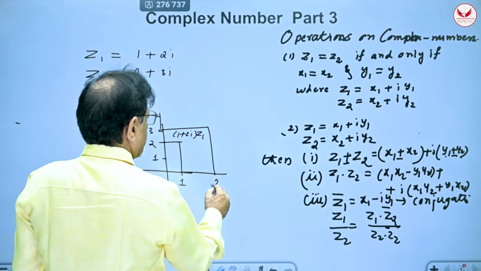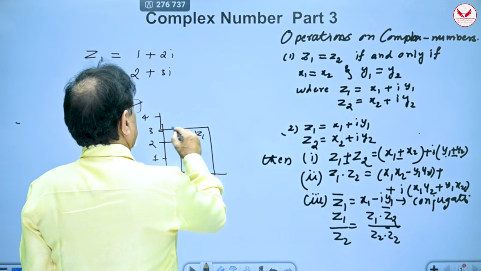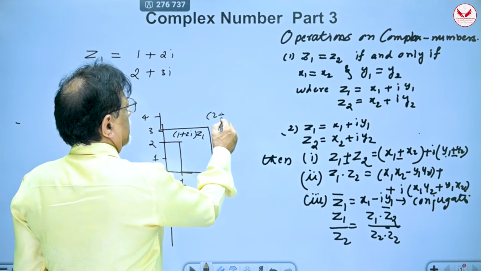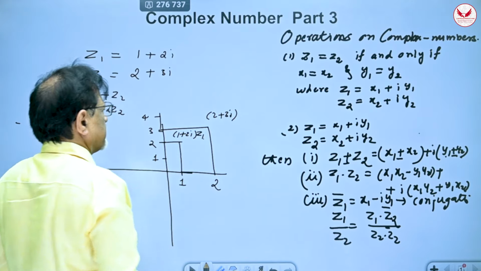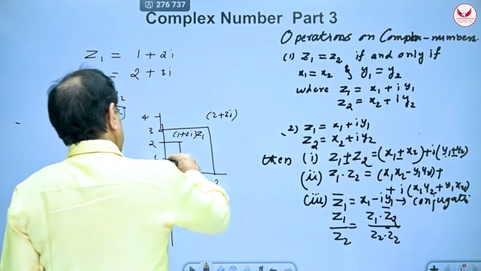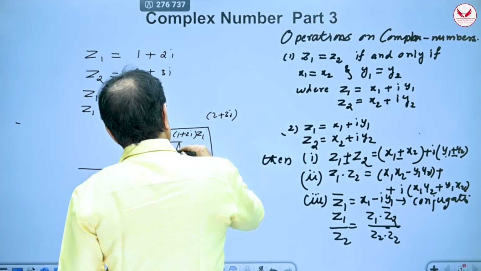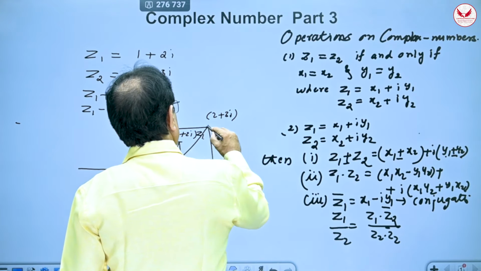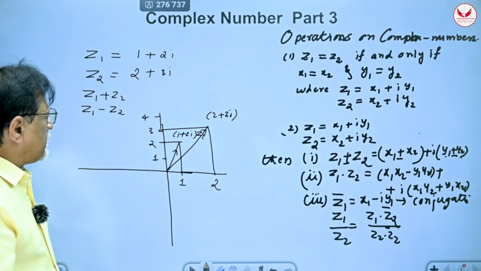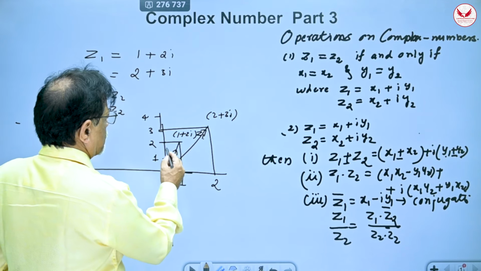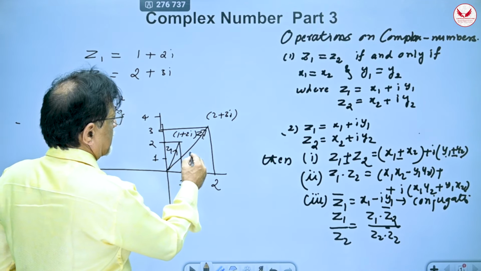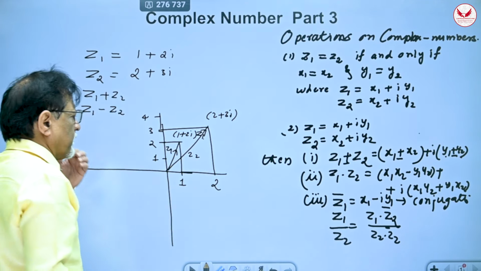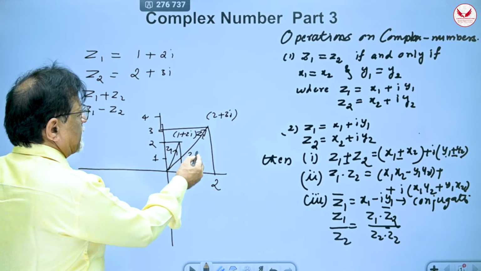This is 2 and this will be 3. So this will be 2 plus 3i. Okay. So this is one vector, first vector, and this is second vector. So these are the two vectors. This vector is called z1 and this vector will be called z2. So these are the two sides of the parallelogram.